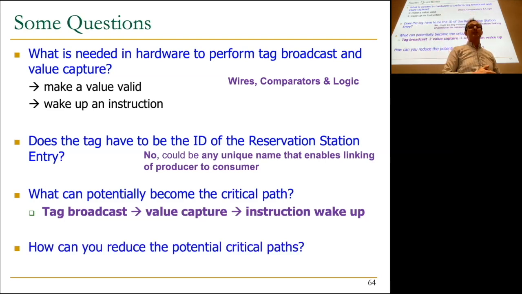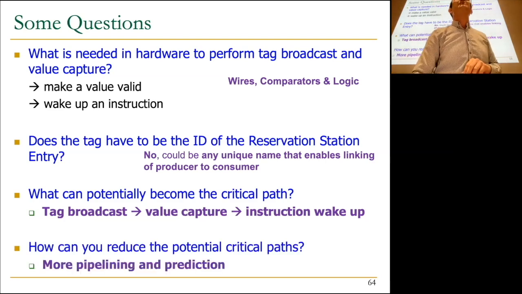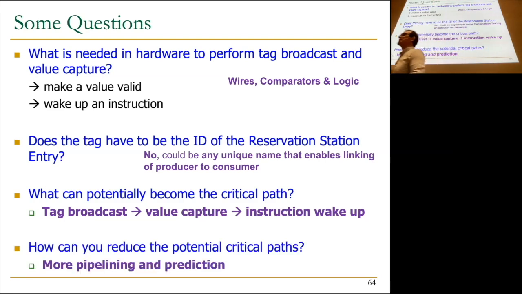How can you reduce the potential critical paths? More pipelining and prediction. And existing machines do all of this, basically. The existing machines are very sophisticated. They sometimes even predict which instruction is going to broadcast this tag. And the reason they do it is because of, for example, loads. We didn't discuss loads over here, but how do you decide when a load is going to broadcast its tag? Is it going to hit the cache? Is it going to hit in the first level cache? Is it going to miss in the first level cache? So it actually complicates the scheduling logic significantly.